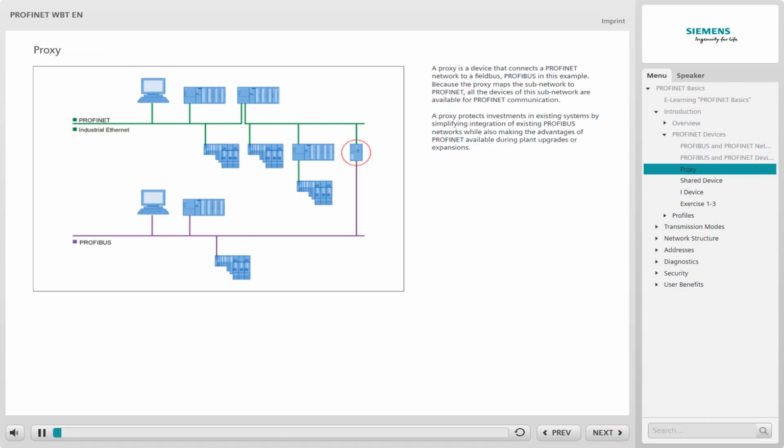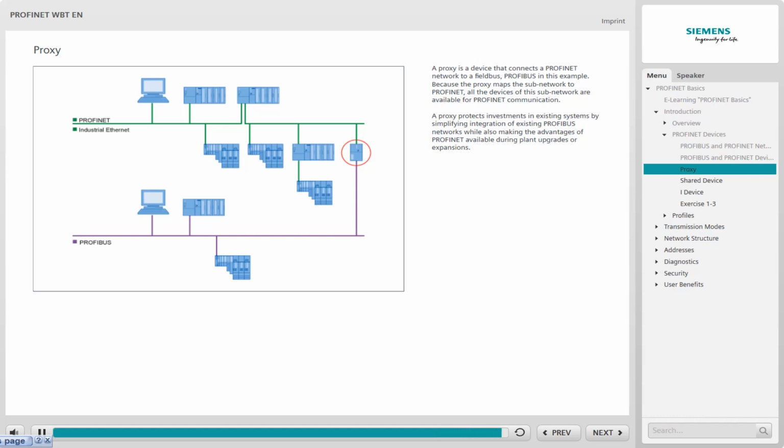A proxy is a device that connects a PROFINET network to a field bus, PROFIBUS in this example. Because the proxy maps the subnetwork to PROFINET, all the devices of this subnetwork are available for PROFINET communication. A proxy protects investments in existing systems by simplifying integration of existing PROFIBUS networks while also making the advantages of PROFINET available during plant upgrades or expansion.